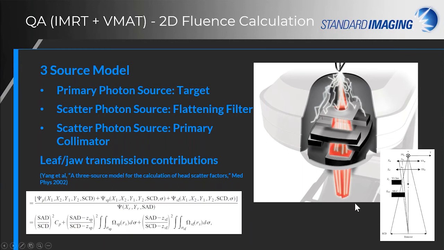The two scatter and the one primary source are contributing to the detector eye view and essentially the calculation of the fluence. This equation, again from the reference, shows the three components: the primary fluence correction from the primary photon source, and then the two components from the two secondary sources are shown next in the equation. And please see the reference if you'd like more details.